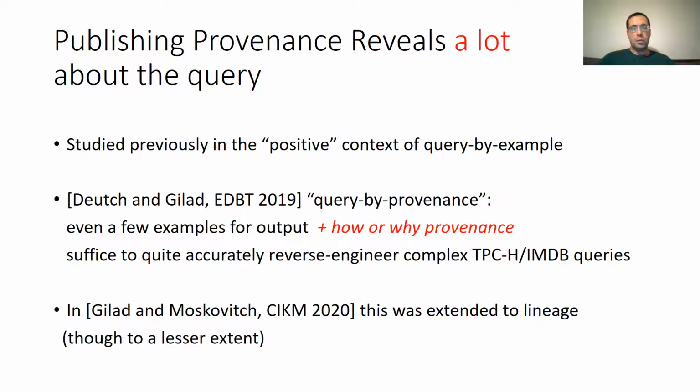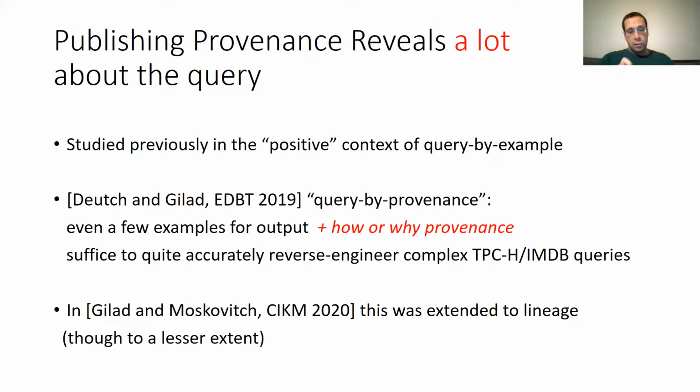So we studied this previously in a completely different context, the context of query by example. So query by example systems are systems where users try to build a query, non-experts try to build a query by giving examples for their desired output. And we've shown in previous work that if we ask the users to give us just a little bit more information, not just the examples of their output, but also explanations for why these output tuples really interest them, then we can reverse engineer the query with great accuracy, even for a few examples.